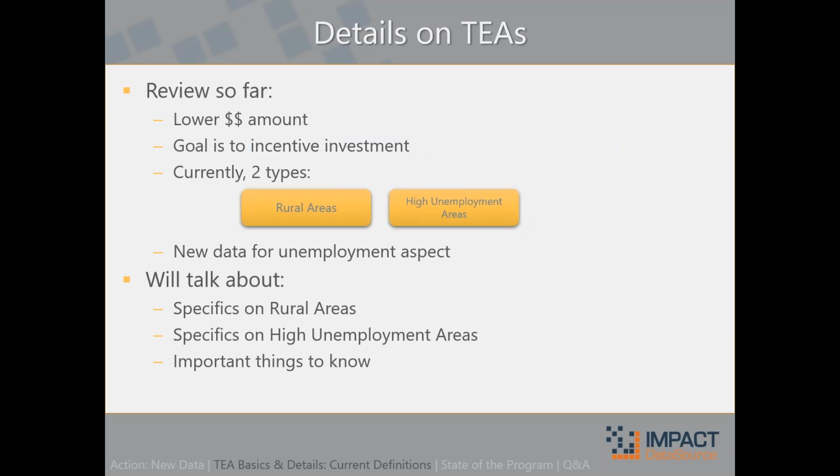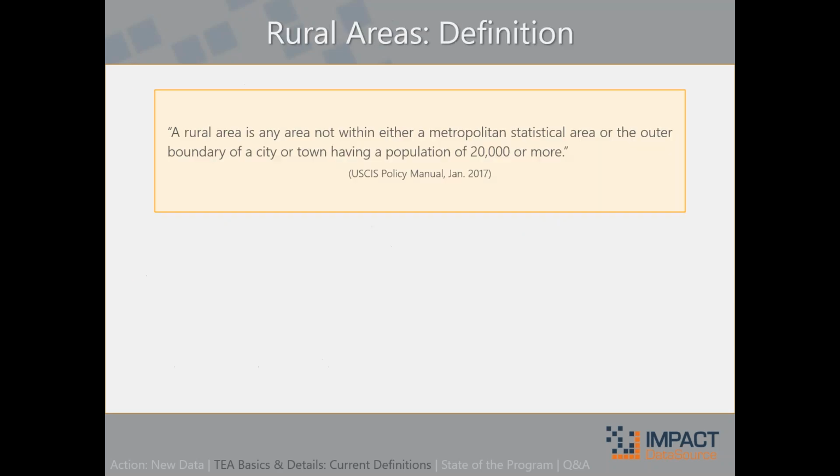So we can chat a bit about the current definitions. Again, we talked about rural versus high unemployment earlier. On a rural area, this is where that metropolitan statistical area definition comes in. To qualify as a rural area, you have to be outside of an MSA and also outside of a city or town having a population of 20,000 or more. So that's why it's important that the MSA list, which recently changed, has potentially changed the rural status of some counties.